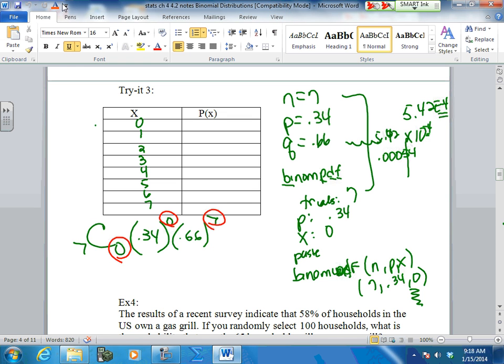Because the next one will be C7 1, 0.34 1, 0.66 6. You'll have to change it in 3 places. Right? Whichever way you prefer to do this is fine with me.